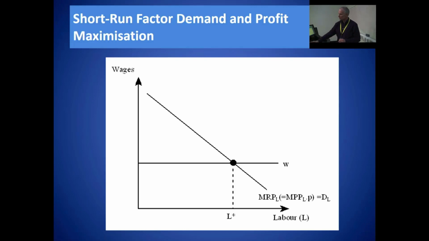So, what will a firm do? It will maximise profits by equating the wage with the marginal revenue product of labour.